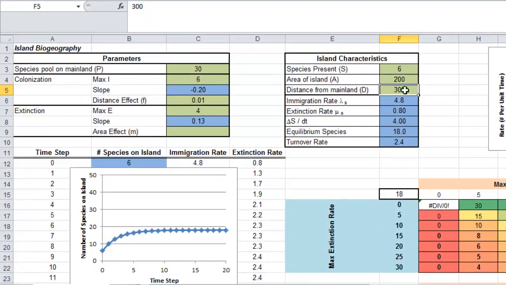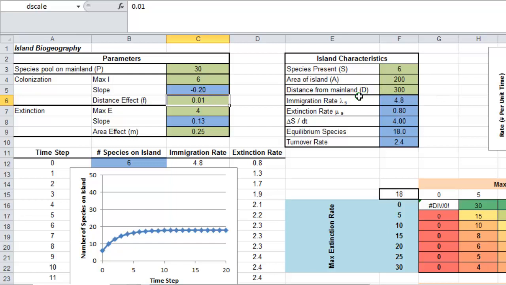Here is the area, and we need to add in an effect of area, and we're going to store that effect in cell C9. And I'm going to enter 0.25 for that value. Here is the distance our island is from the mainland, and in order to adjust our colonization rate, we're going to need to enter an effect. What effect does this distance have? And we'll enter the value 0.01 in cell C6.